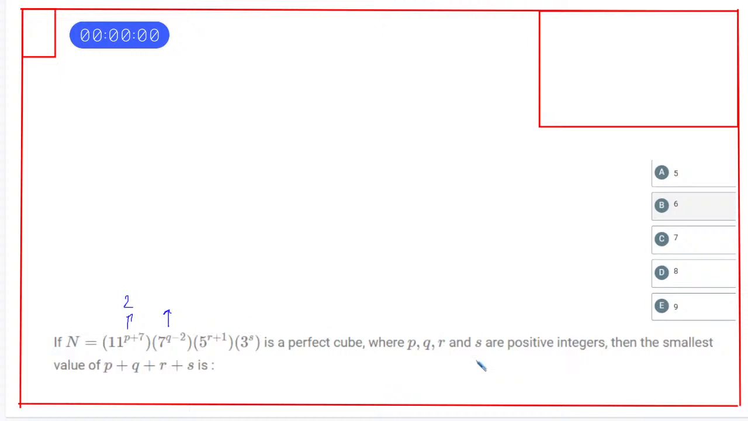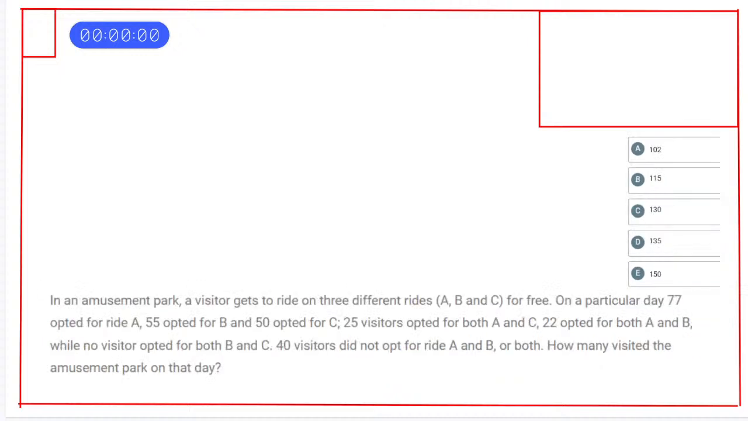So what can be the possibility for Q? S can be what? Accordingly, we can plug in the values and make each power a multiple of 3, right? It's a simple question, I guess, and 9 is the answer. We have to make each power a multiple of 3. That's it. Okay, moving to the next. Try this one.